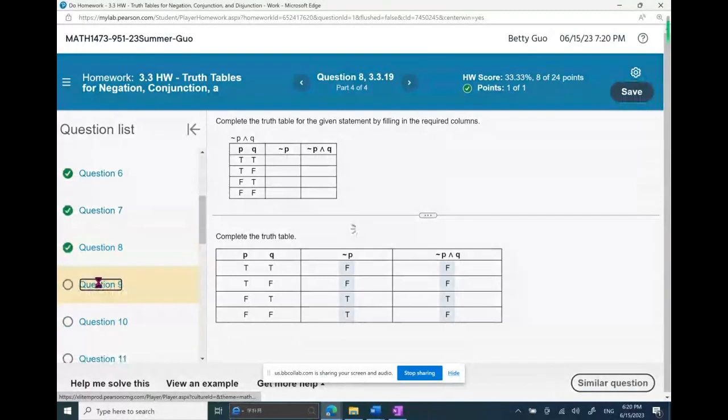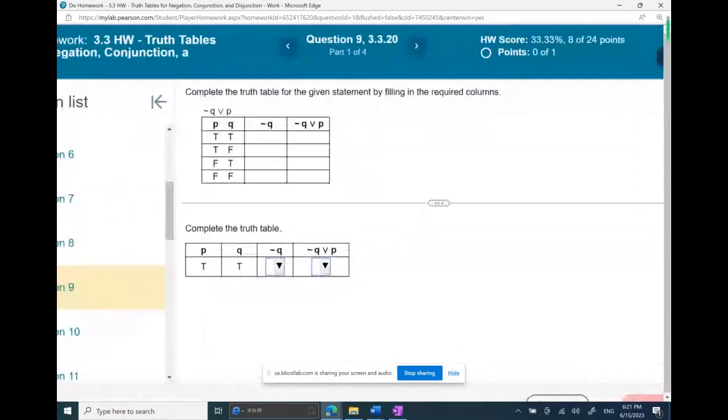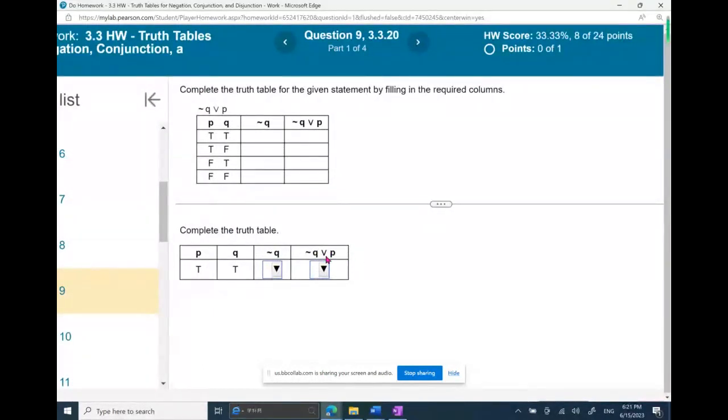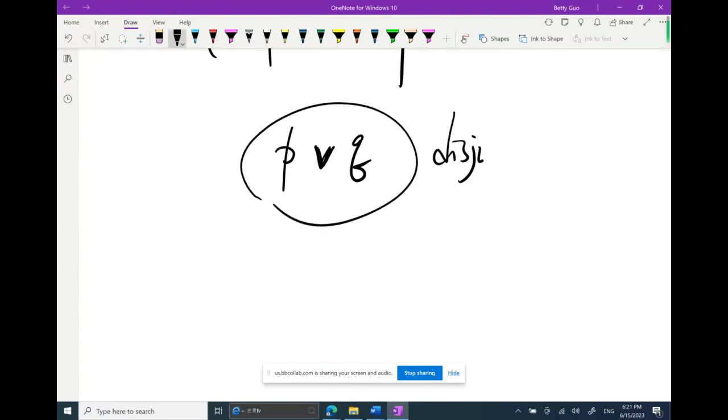Next question, number 9. Complete the table. So the target compound statement is not Q or P. Is it a disjunction? Okay, let me explain. Disjunction is this right side up V, right? If we use that symbol to connect two component statements, let's say P and Q, then we have a disjunction. It is called P or Q, right? It's an or statement.